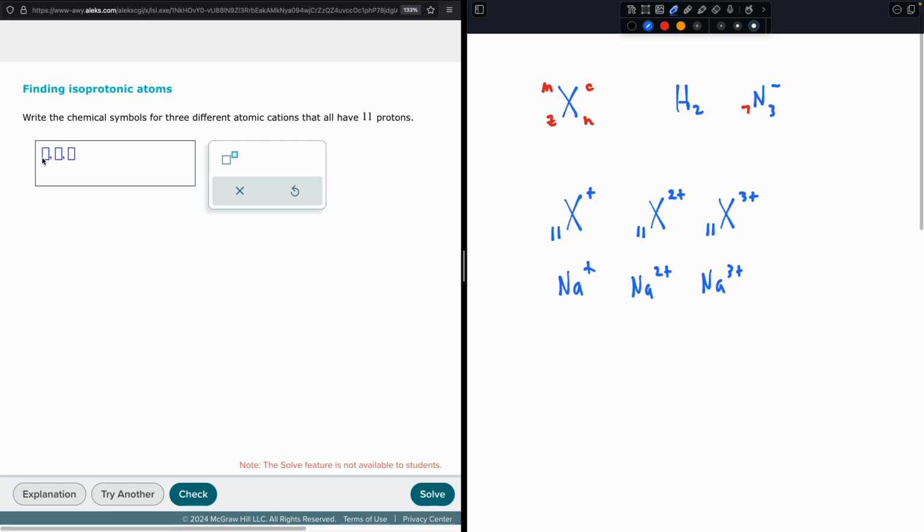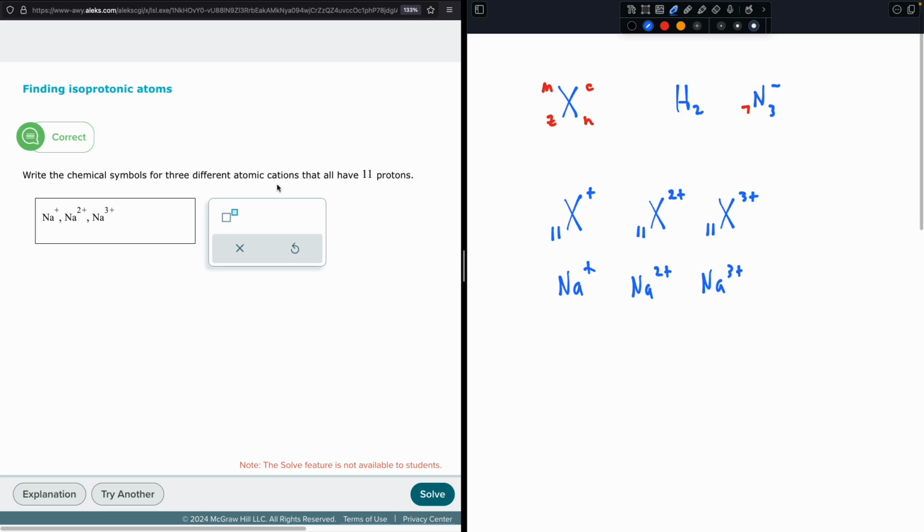So I'm going to come over here and say sodium plus, sodium 2 plus, sodium 3 plus. Okay, so the purpose of this topic really is just to get you used to the symbols, right? What's a cation mean? What does 11 protons mean? And so on. All right, so hope that's helpful, and we've got another one coming.